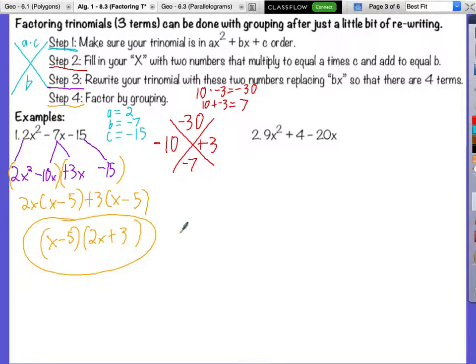So was step 1 new for today? Yeah, step 1 was a new step today. We've done stuff like that before, but it was new for this. Was step 2, the x, a new step today? Yes. Was step 3, rewriting it in the purple and splitting the middle term, new for us? Yeah. Was step 4, factoring by grouping in the orange, new? No. So the first 3 steps were new, but our last step is old. All we're doing is setting it up to factor by grouping again. A trinomial has 3 terms, and we need to turn it into 4 terms.